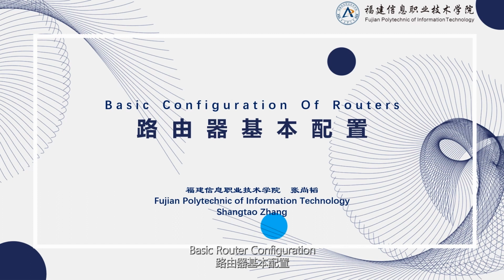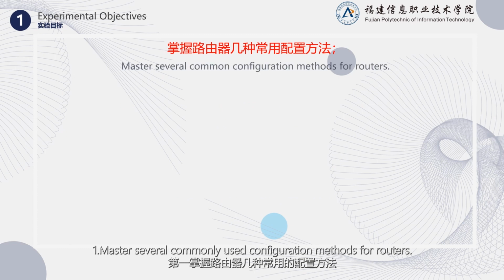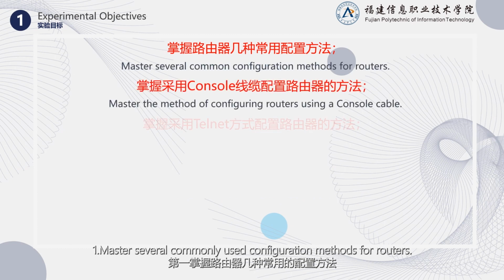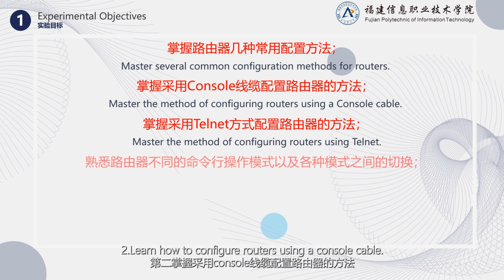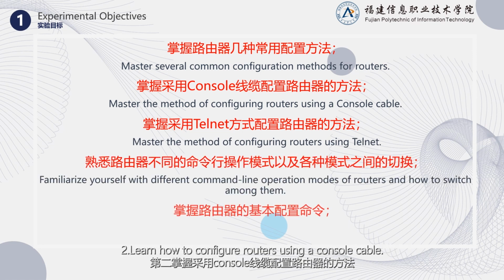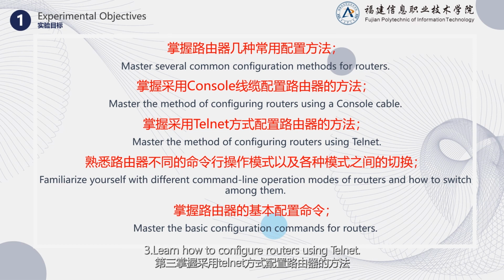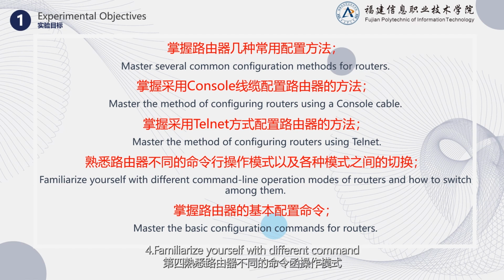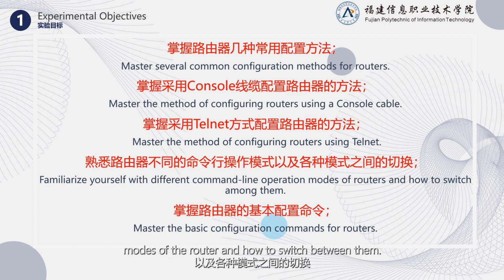Basic router configuration. Experiment objective. 1. Master several commonly used configuration methods for routers. 2. Learn how to configure routers using a console cable. 3. Learn how to configure routers using Telnet. 4. Familiarize yourself with different command modes of the router and how to switch between them. 5. Master the basic configuration commands for routers.